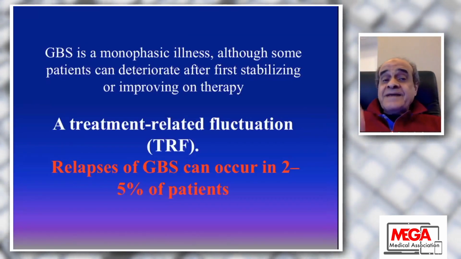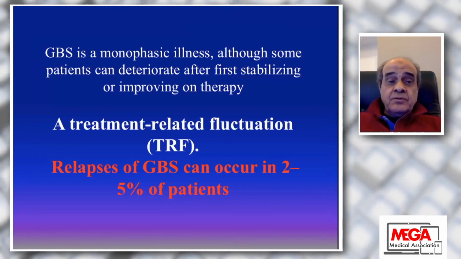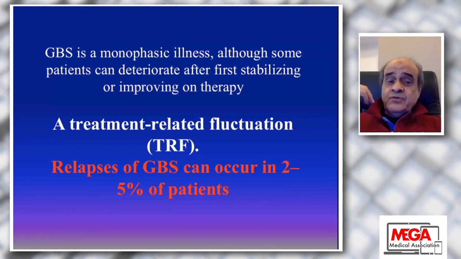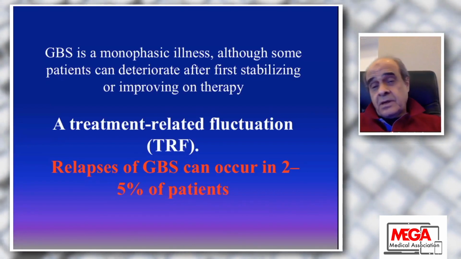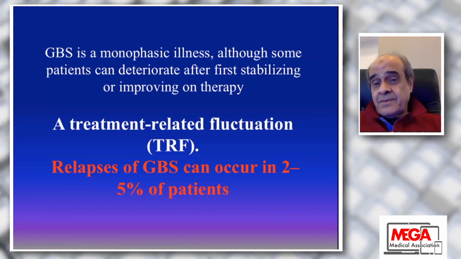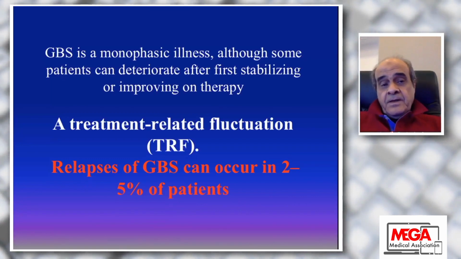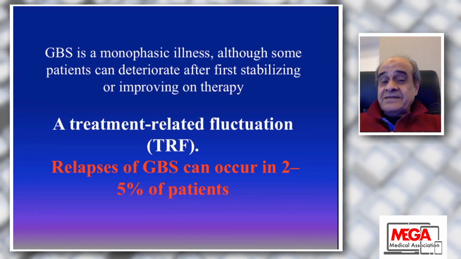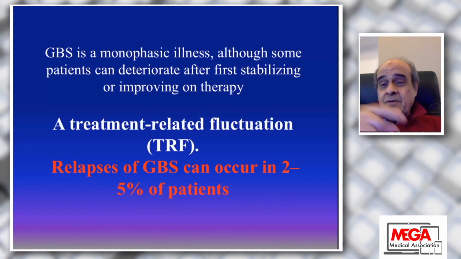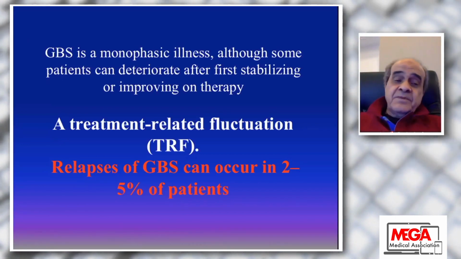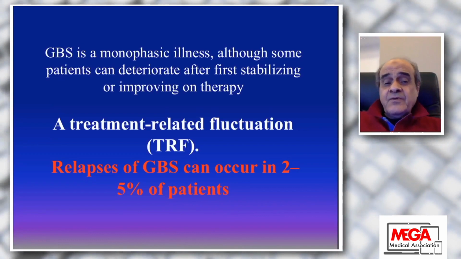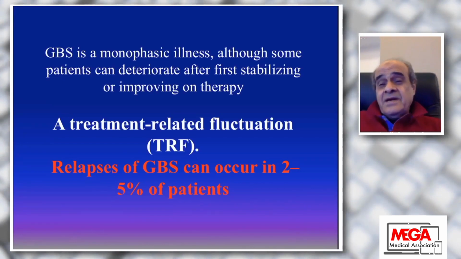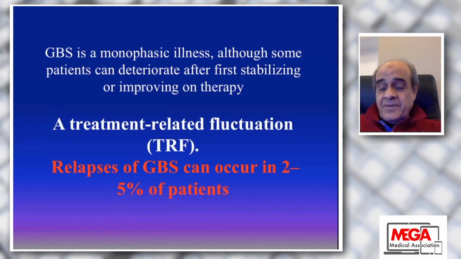Guillain-Barré syndrome is a monophasic illness, although many patients can deteriorate after first stabilizing or improving with therapy. Sometimes you give a treatment, plasmapheresis or immunoglobulin, and the patient shows some improvement and then deteriorates. We call this treatment-related fluctuation, and in such situations we have to repeat the treatment. Relapses of GBS can occur in 1 to 5% of patients, and if there are relapses more than 2 or 3 times, I think it will be chronic inflammatory demyelinating polyneuropathy.